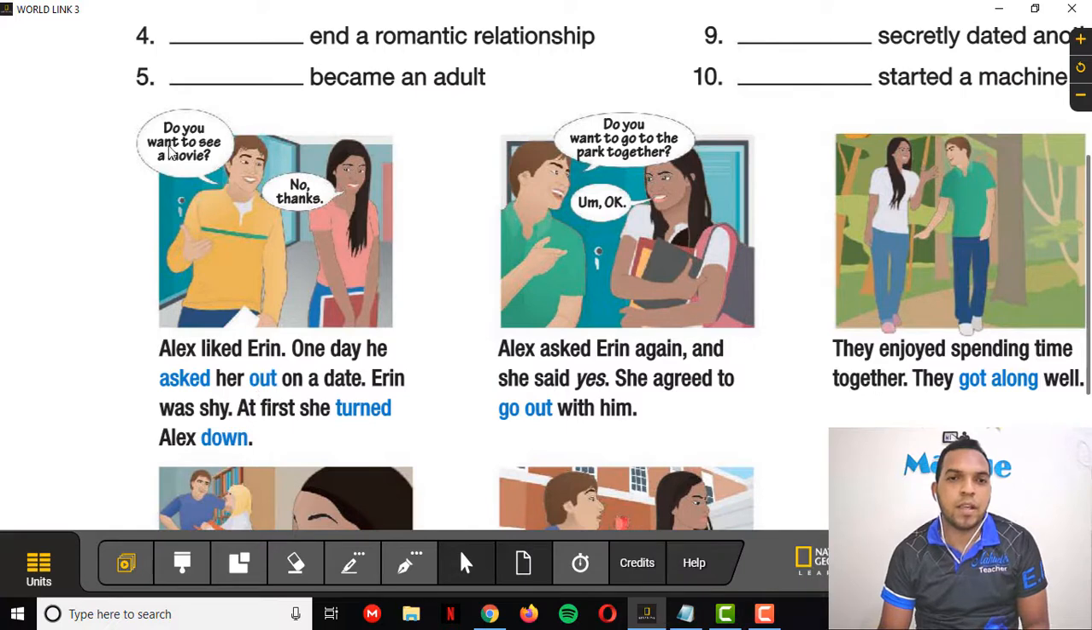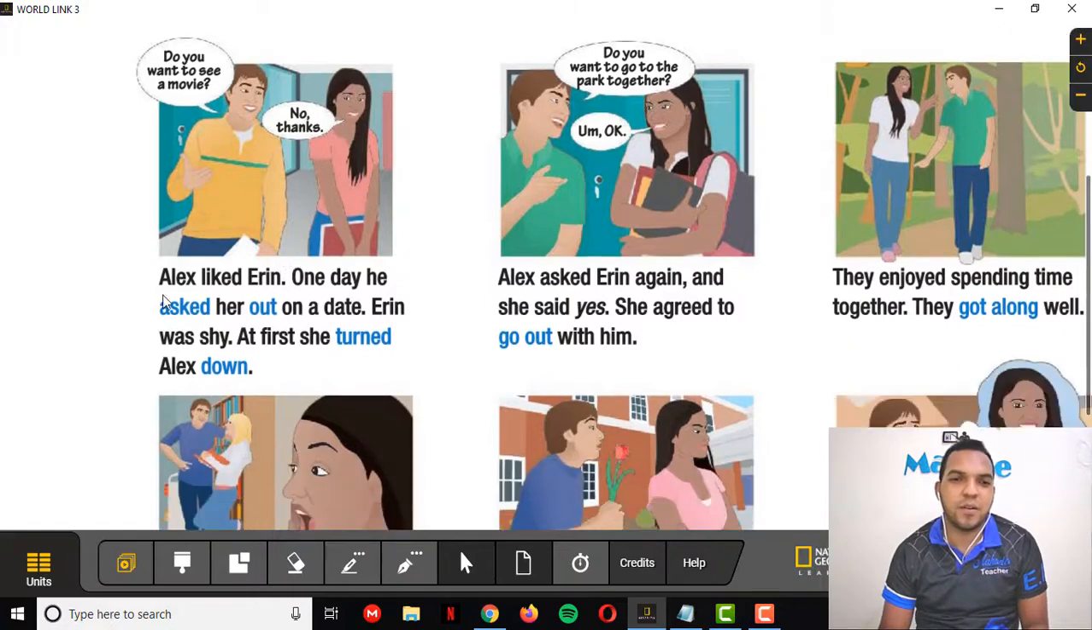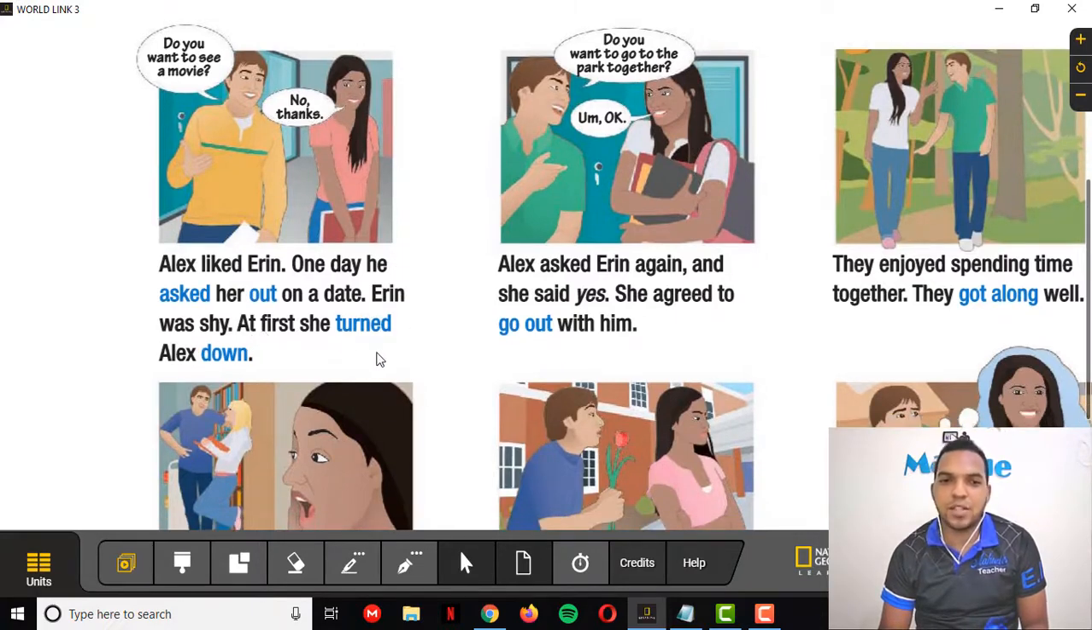Here they are: ask her out and turn down. For example, he says, "Do you want to see a movie?" She said, "No, thanks." So Alex liked Erin. One day he asked her out on a date. Erin was shy. At first, she turned Alex down. So she turned down the invitation he was making.